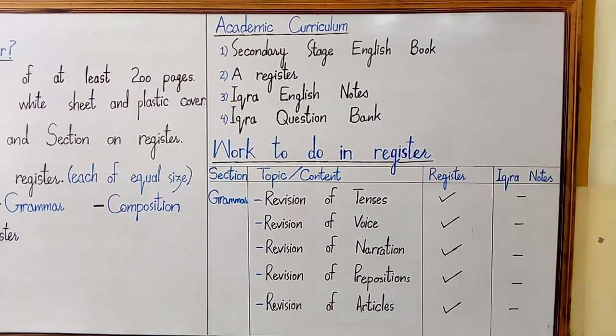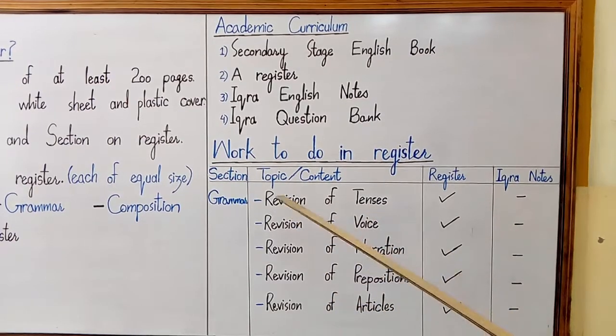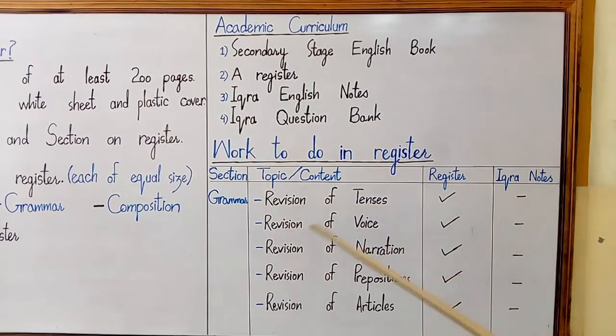Tenses, voice, narration, prepositions and articles. So we will go through each topic of the grammar: revision of tenses, then revision of voices, then revision of narration, then revision of prepositions, and in the end revision of articles. And all these revisions will be done in register.